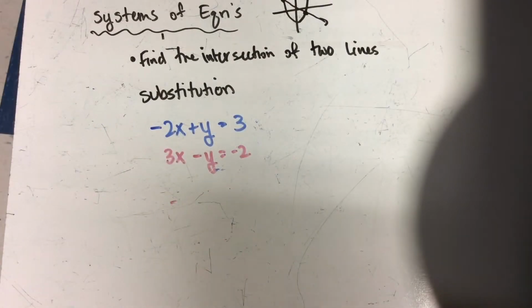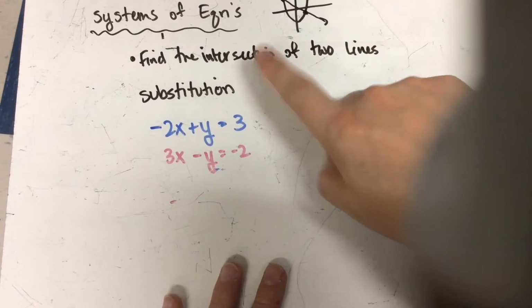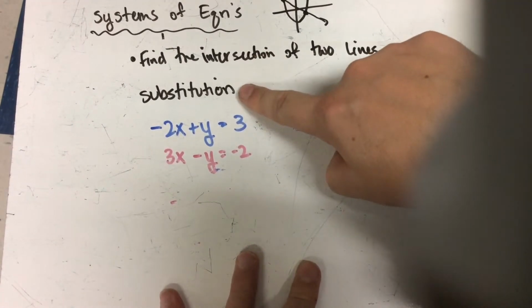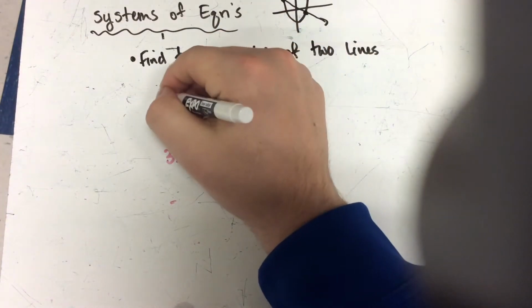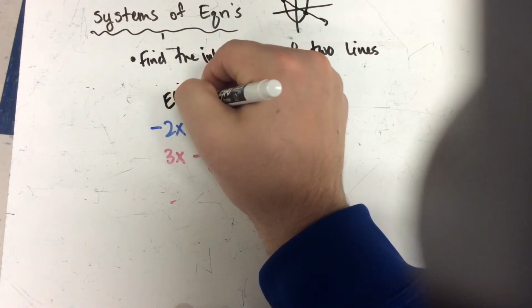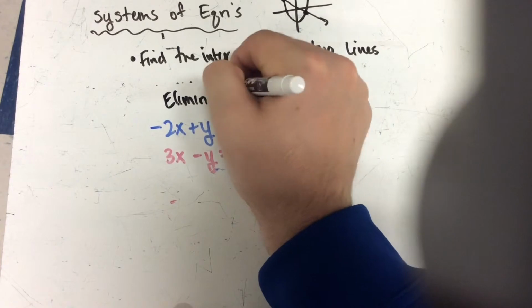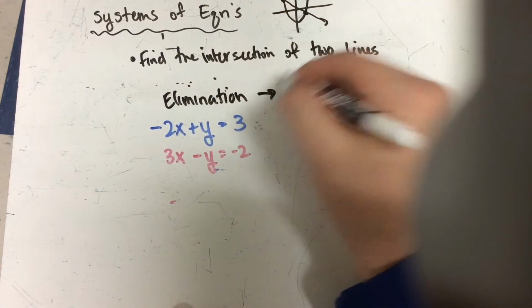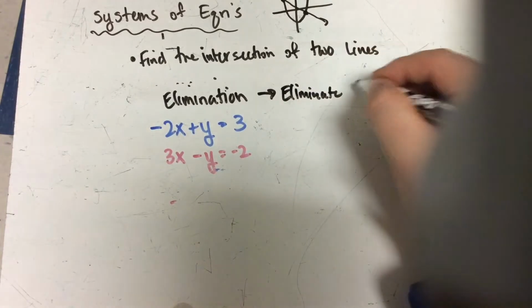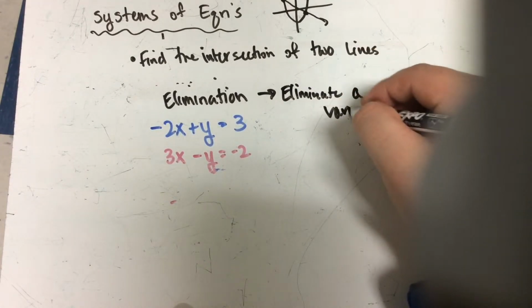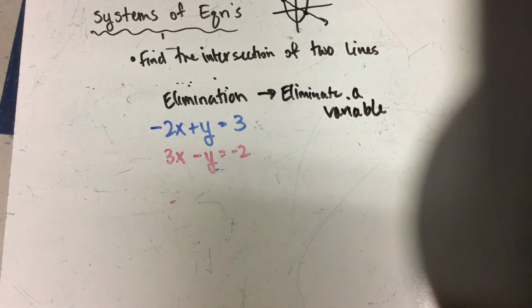All right, so that was substitution, again just some review of what we were working on. Now I want to show you guys the same system, but using a technique called elimination. In elimination, what we're trying to do is eliminate a variable. That's our goal.